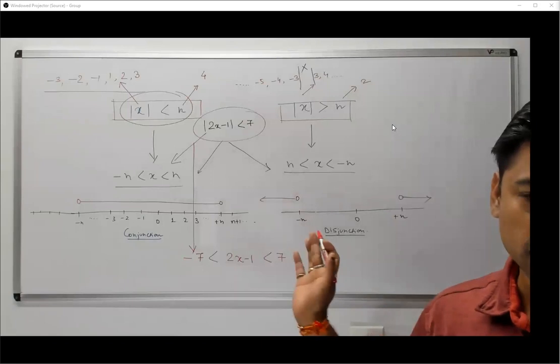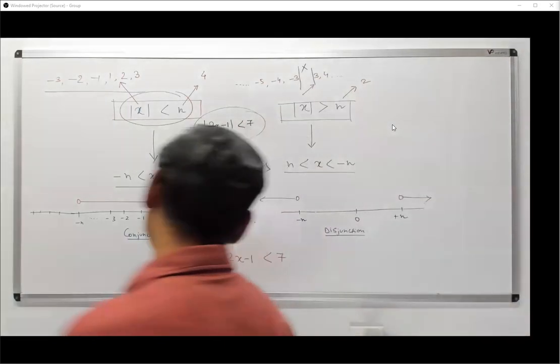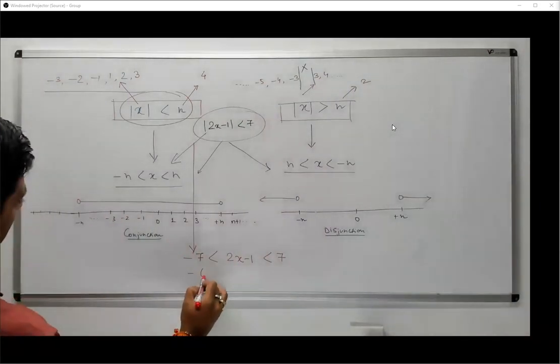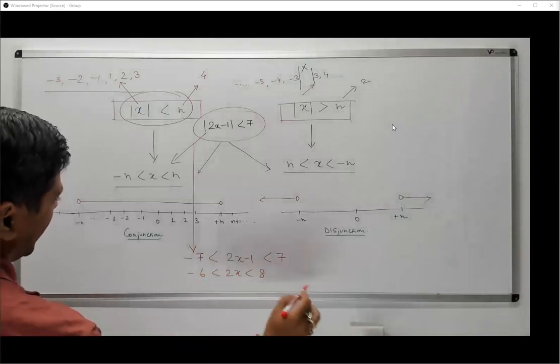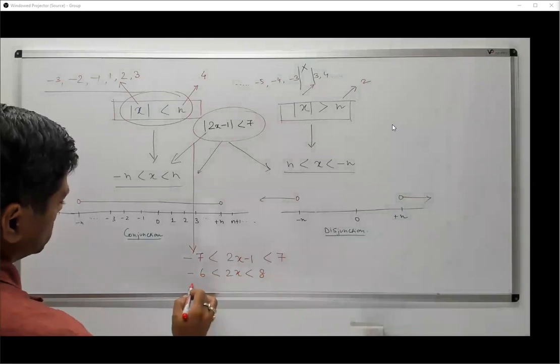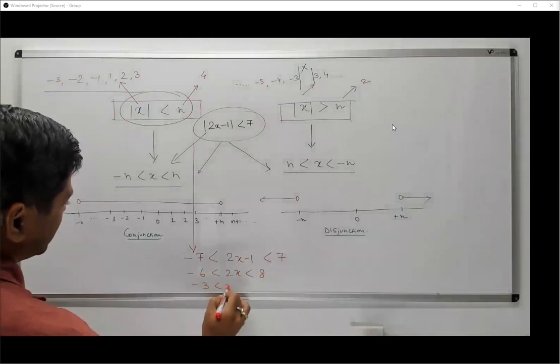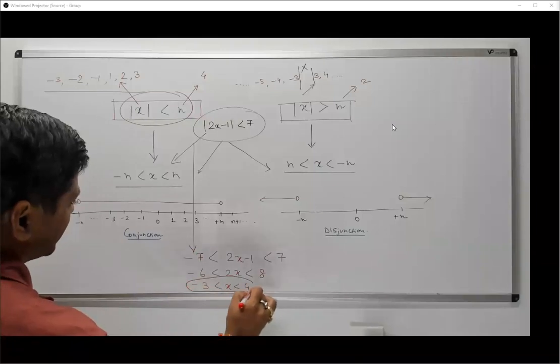I will add plus 1 to all sides. It becomes minus 6 less than 2x less than 8. I will divide this entire expression by 2. This becomes minus 3 less than x less than 4. Okay, this is the result.